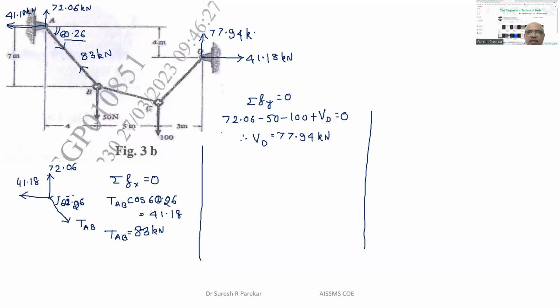Now we can find this angle, which I will call alpha. Alpha equals tan inverse of the vertical reaction VD upon HD, so tan inverse of 77.94 divided by 41.18. And this angle comes to 62.15 degrees.